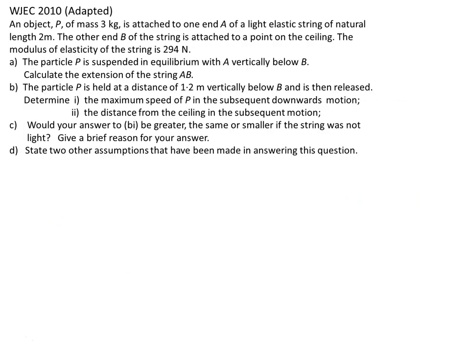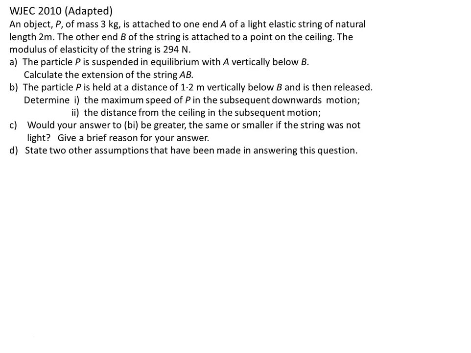We have an object P of mass 3 kilograms attached to one end A of a light elastic string of natural length 2 meters. The other end B of the string is attached to a point on the ceiling. The modulus of elasticity of the string is 294 newtons. So to begin with, we're told the particle is suspended in equilibrium with A vertically below B, and we have to calculate the extension of the string AB.